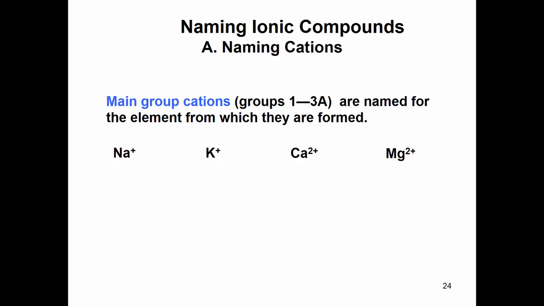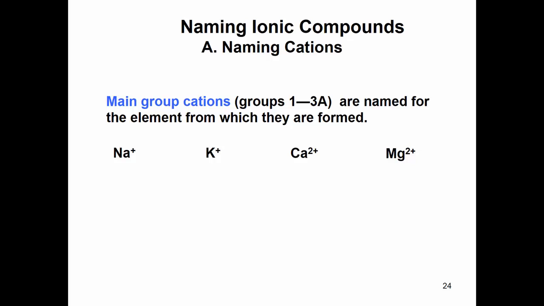To me, this is probably the easiest naming system of the ones that we're going to go through in different videos. That is because you basically just recognize the cation and you look at your periodic table. If it's in group 1, 2, or 3A and it's a metal, then you just name it as it says on the periodic table, exactly like it.